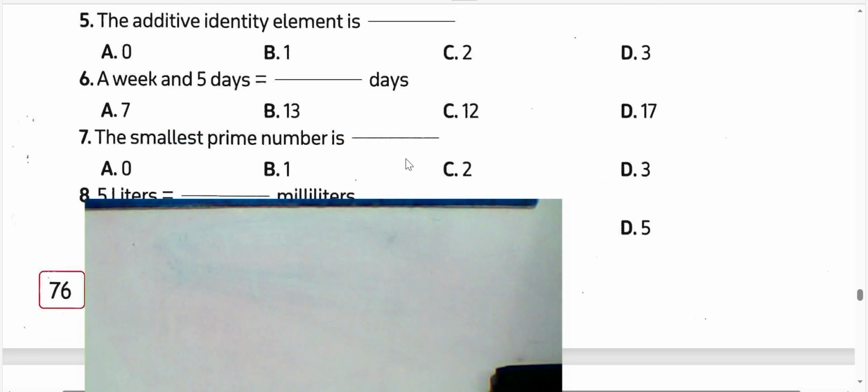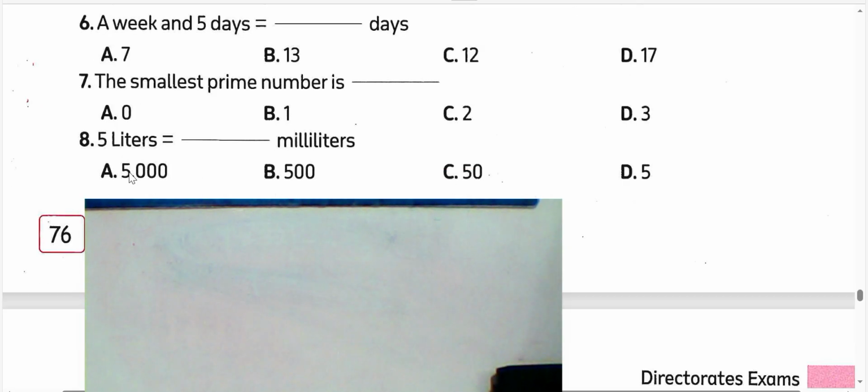The smallest prime number is 2. 2 is the smallest prime number. 5 liters equals 5,000 milliliters. Convert from liters to milliliters by multiplying by 1,000.